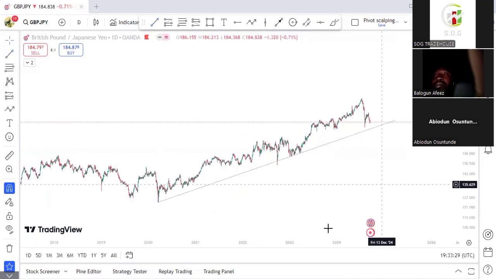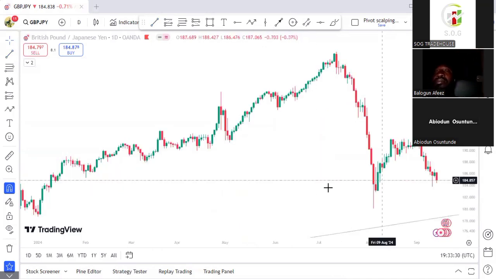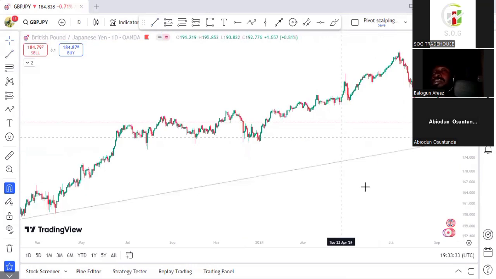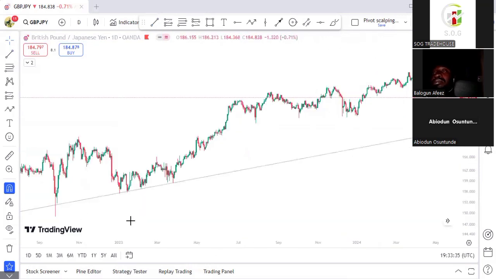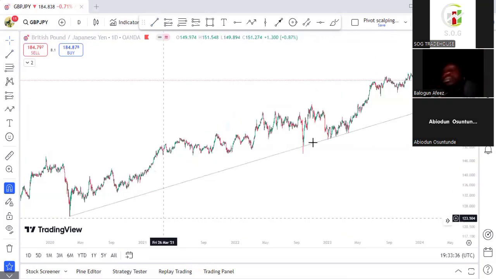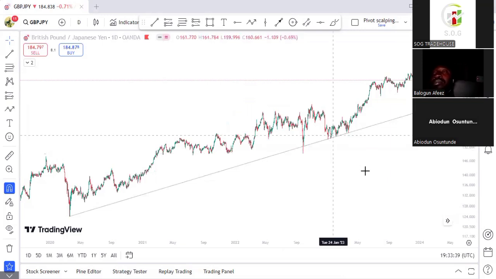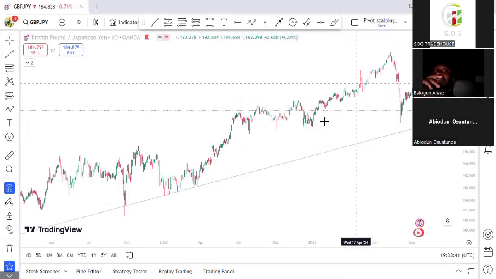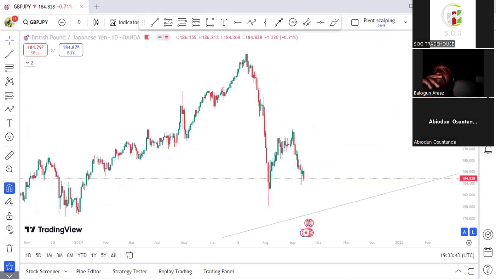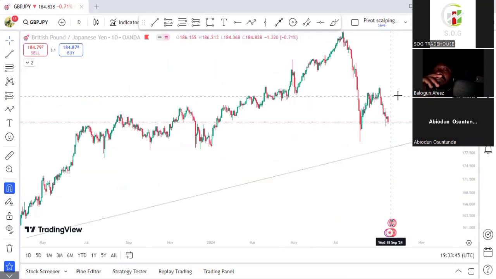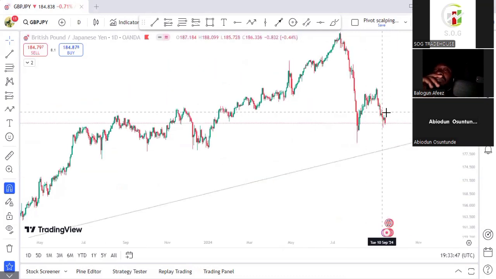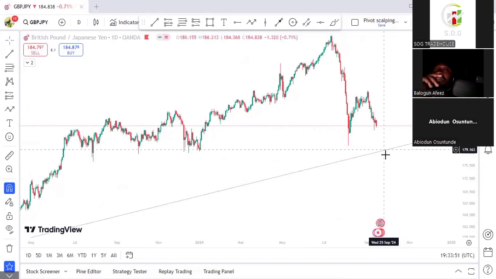So this is GBPJPY on the daily time frame. So we got the first touch, second, third, fourth, fifth. Oh, we've got so many touches on the trend. So this is a very, very strong trend line. On GBPJPY, the best thing to do, because the market is actually pushing to the trend line, and I wouldn't advise you guys to trade a counter trend.